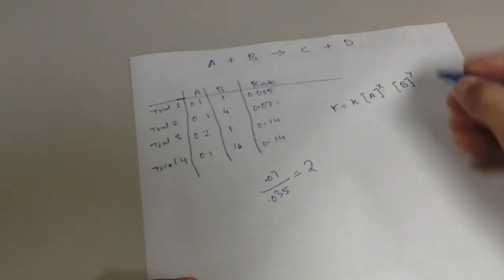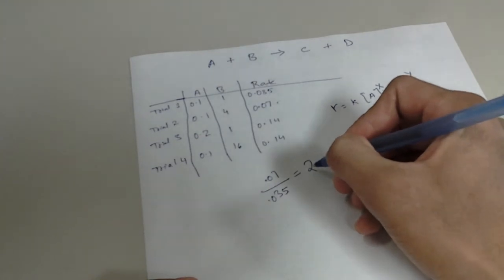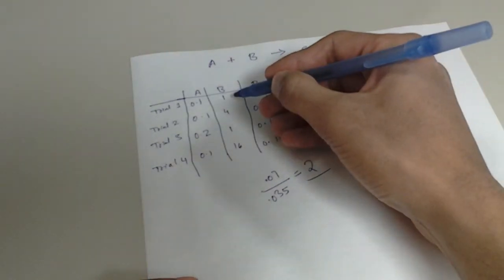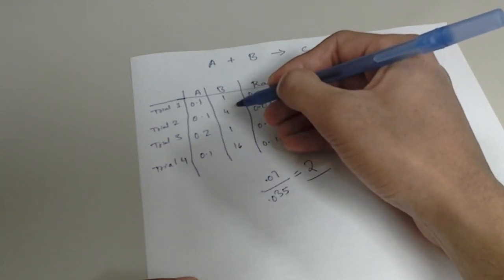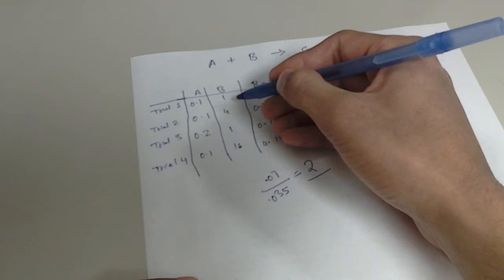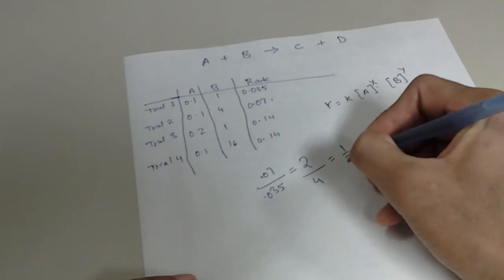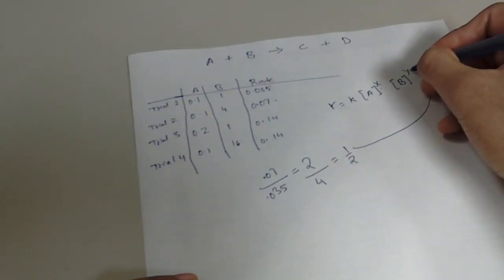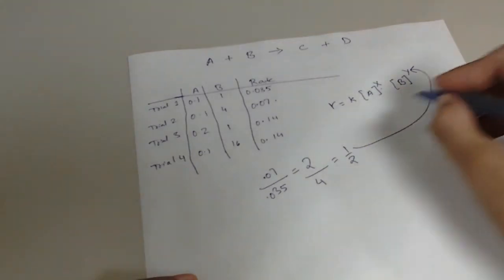So how do we find y for B here? Now all you do is take this number 2 and divide it by the amount that B has changed by. So 1 to 4, that's quadrupling, which means it has changed 4 times. So you do 2 divided by 4 and you get half. This half is your y. That means when you write your rate law after finding everything, you do B to the power of half. That's how you find y.